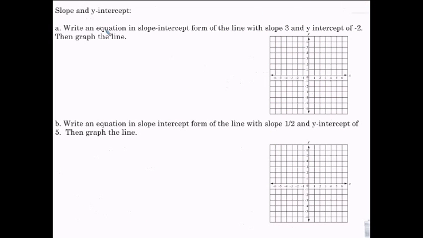We're going to write an equation in slope-intercept form. So that's the y equals mx plus b with a slope of 3 and a y-intercept of -2. Now in this one I've given you the slope and I've given you the y-intercept, so there's not any calculations to do. It's just a plug-in sort of situation. My slope is 3. That goes right there. My y-intercept is -2. That goes right there. Okay.